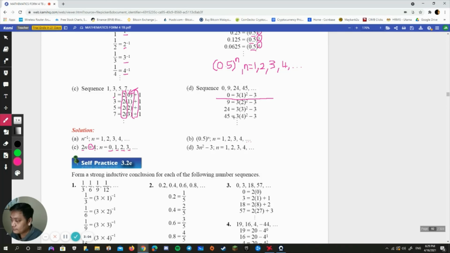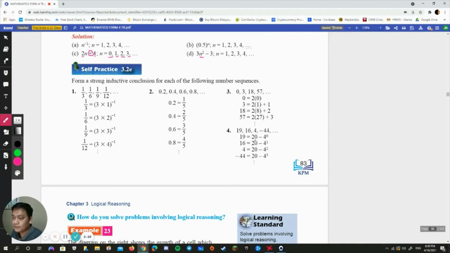So as you can see here, the common features are 3, 2 and 3. So 3, then 1, 2, 3 is changing, so it is represented with n. And then here the power of 2 is a common feature, so 3 times n to the power of 2 minus 3, where n is 1, 2, 3, 4, and then dot, dot, dot.